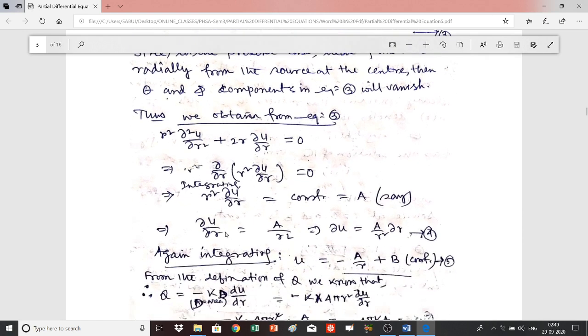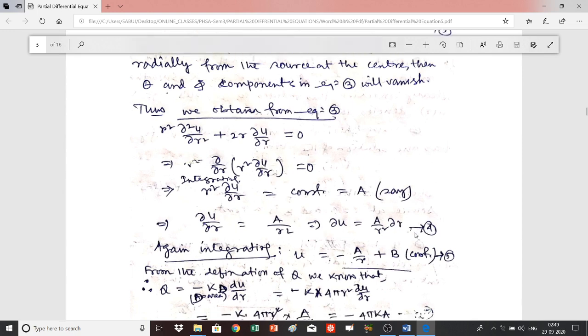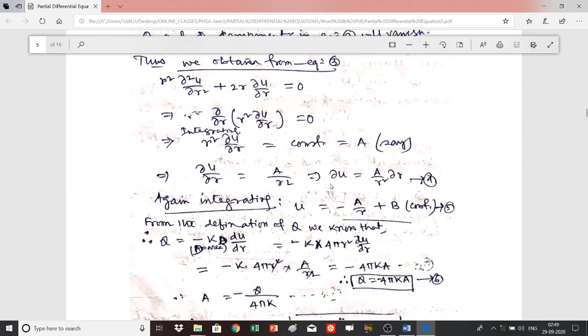So del u del r is equal to a by r square, or del u is equal to a into del r by r square. This is equation number 4. Now once again integrate this expression, and you will get u equal to minus a by r plus b, another constant.